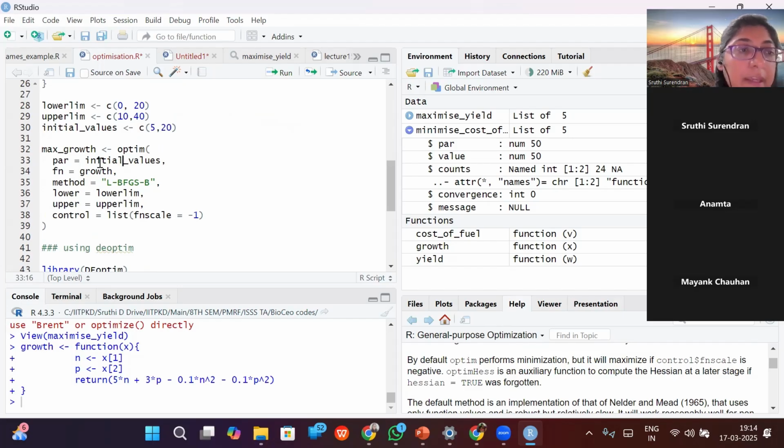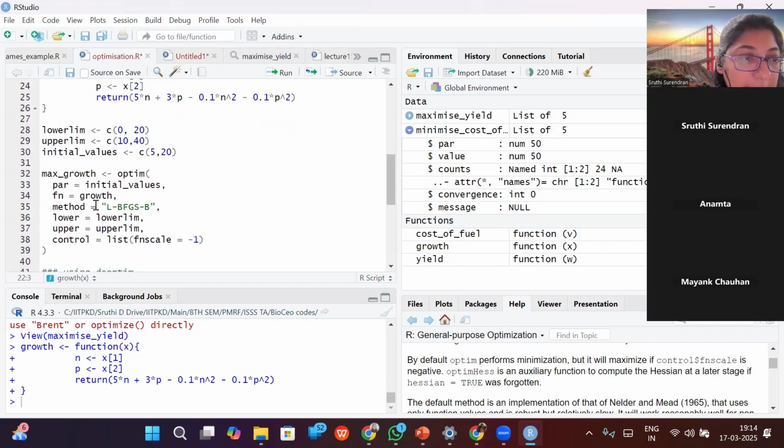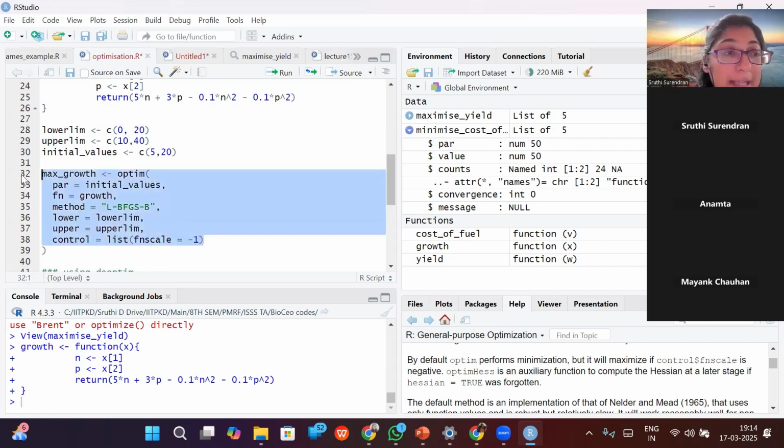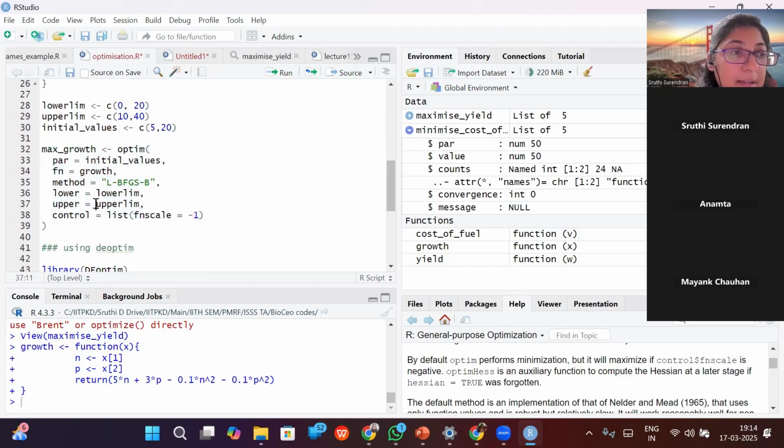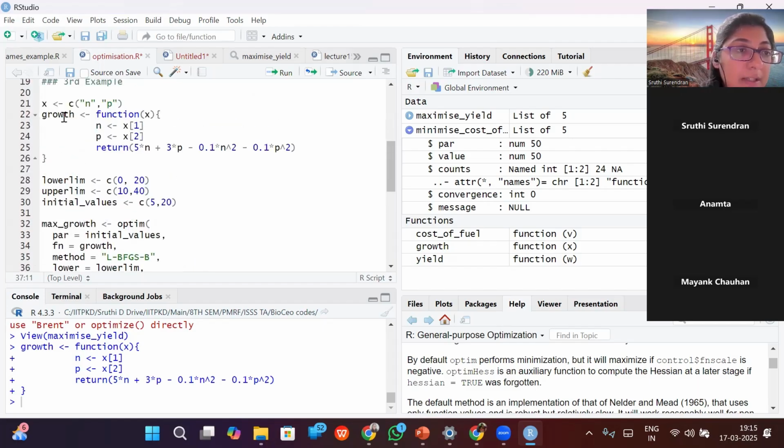So here we put the initial value of the parameters, which is given by this variable initial values. The function is this growth function that we have defined. Method is going to be L-BFGS-B. The lower limit is going to be lower lim. Upper limit is going to be the upper limit that we have defined over here. Control is going to be again fnscale of -1 because we want to maximize the growth. So let's run this function and see.